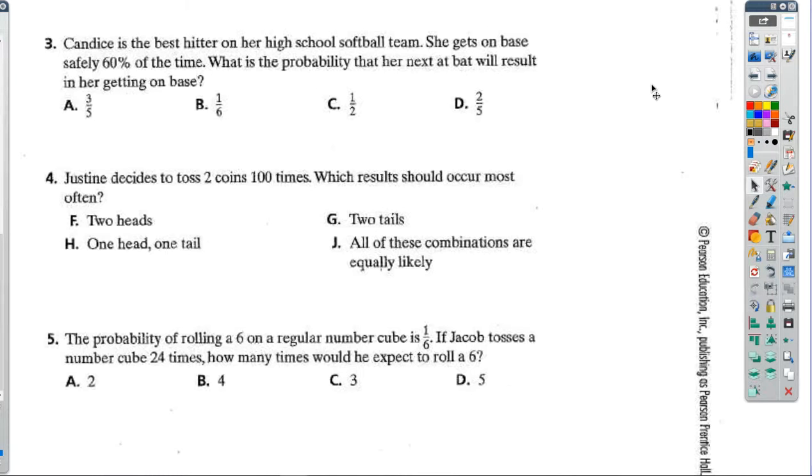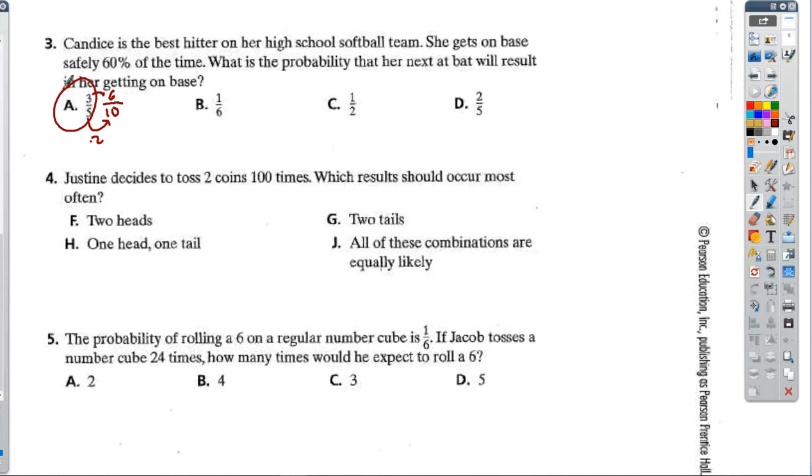She gets to the base safely 60% of the time. What is the probability that her next at bat will result in getting on base? Well, 60%. Which one of these fractions equals 60%? Let's go to tens, because that's close enough to hundreds. If I multiply that by 2, multiply that by 2, and I get, oh okay, that's it. So we can stop here since it's multiple choice.